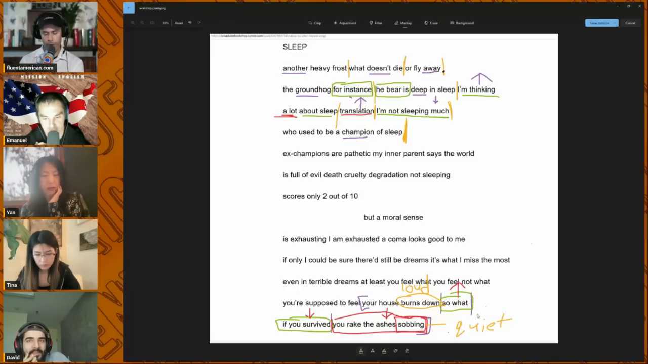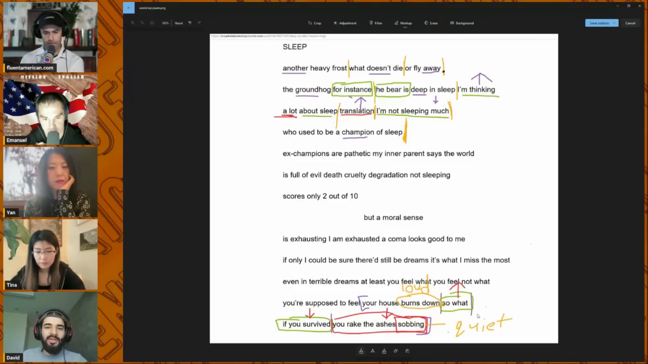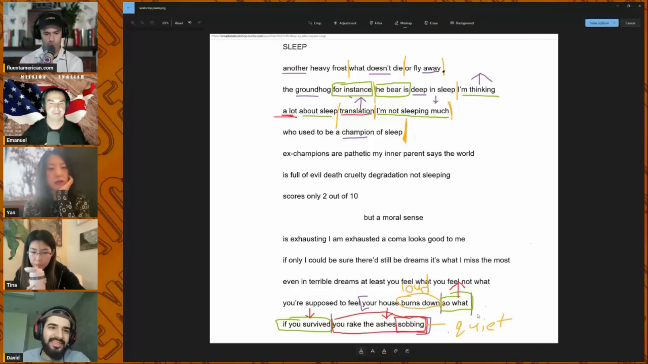Read it two ways. Read it the first time stressing burns. Read it the second way stressing down. Your house burns down. Your house burns down. Yeah, I like the first one more.